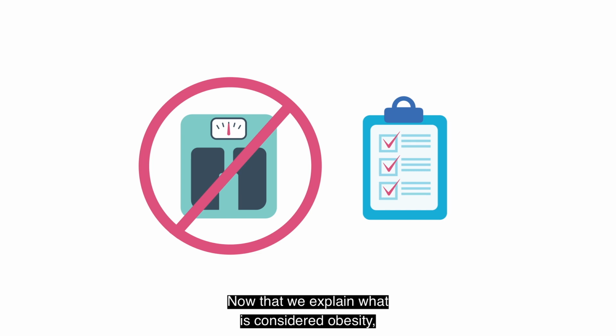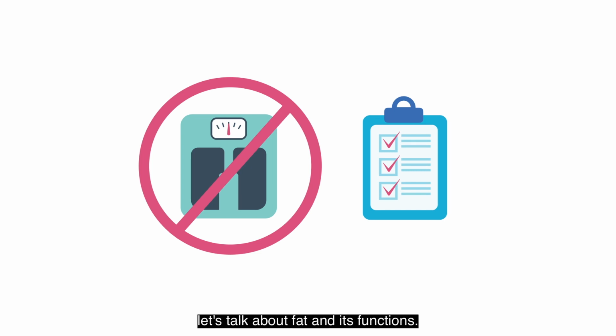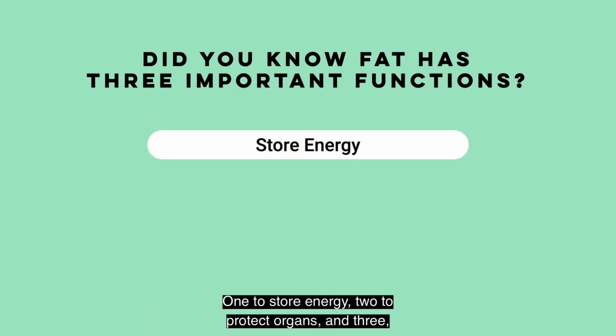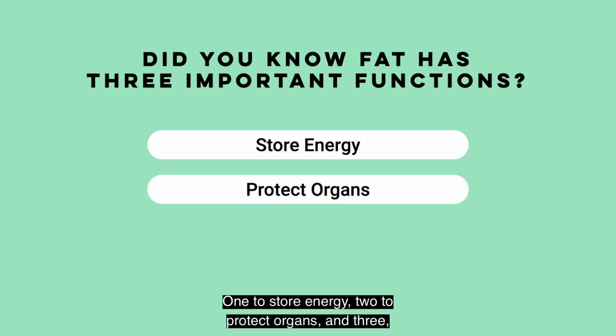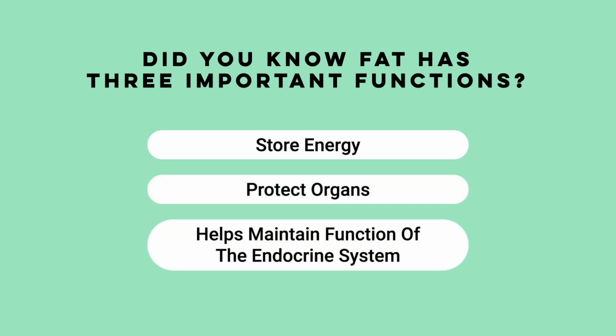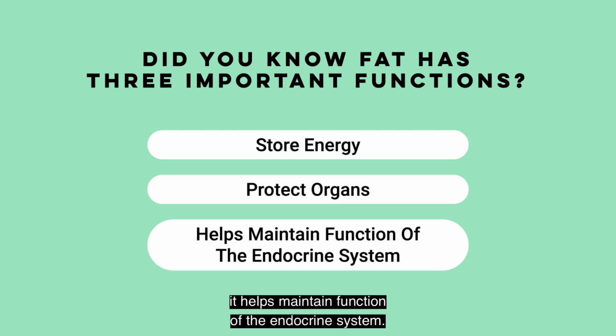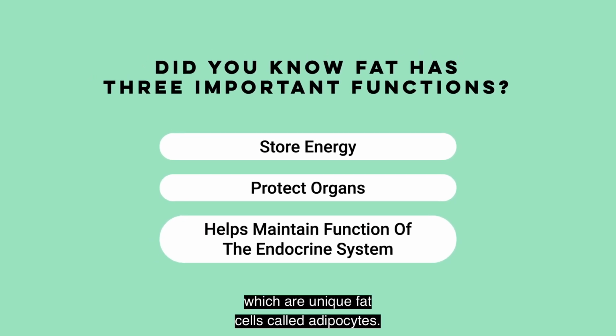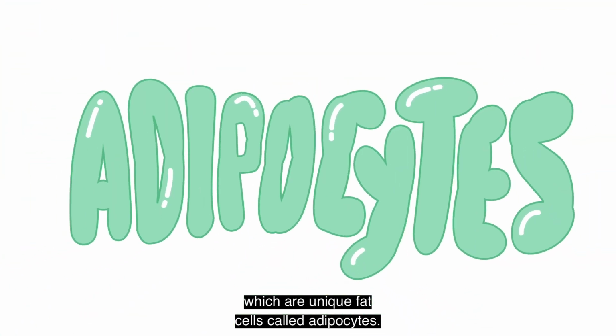Now that we explain what is considered obesity, let's talk about fat and its functions. Did you know fat has 3 important functions? 1, to store energy, 2, to protect organs, and 3, it helps maintain function of the endocrine system. Fat tissue is comprised of fat cells, which are unique fat cells called adipocytes.